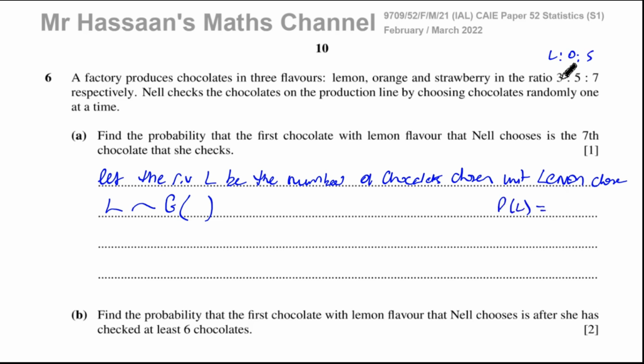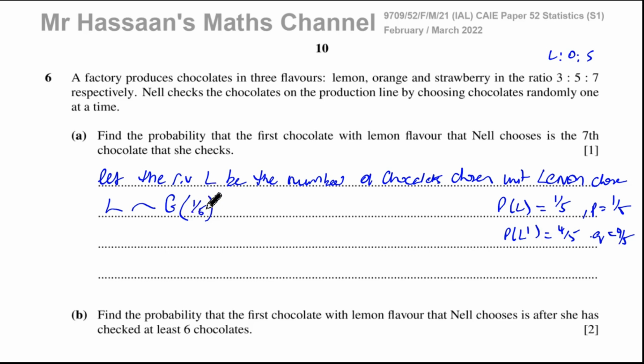We're going to have 3 out of 15. Right? Because that's 3 plus 5 plus 7, 15. 3 out of 15 is 1 over 5. And the probability of not lemon is going to be 4 out of 5. So in our case, the probability of success is 1/5, and we denote it as P. So P is 1/5 and Q, failure, is 4/5. We consider a success as choosing a lemon here.